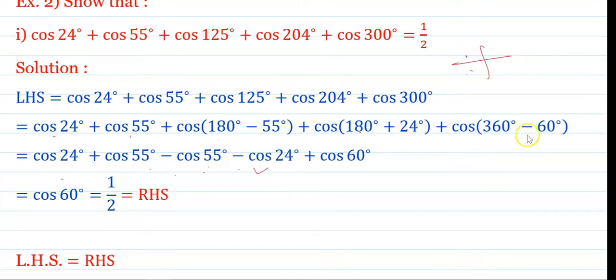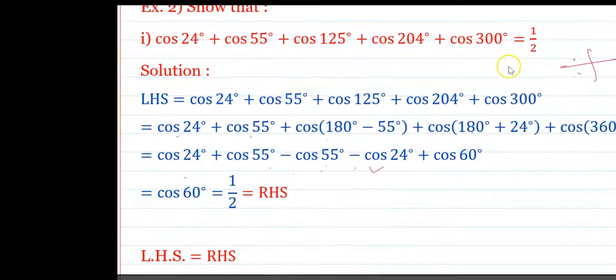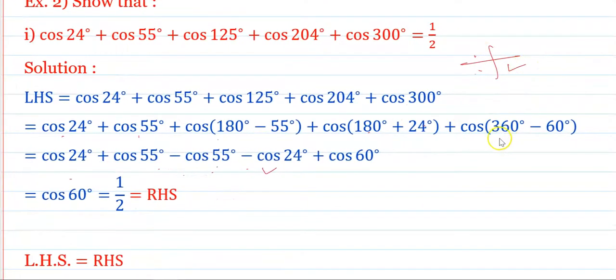Cos of 360 minus 60. Now it is in the fourth quadrant. Now 360 means what? 2 pi. Integral multiple of the pi. Function remains as it is. म्हणजे cos 60 राहणार. पण त्याला sign काय? It lies in the fourth quadrant, and hence it has a plus sign. Now see this here. This is a cos of plus 24 minus cos of 24 get cancelled. Cos of 55 minus cos of 55 get cancelled.